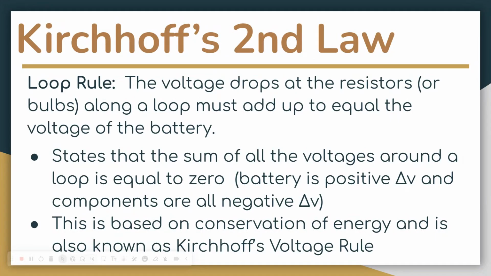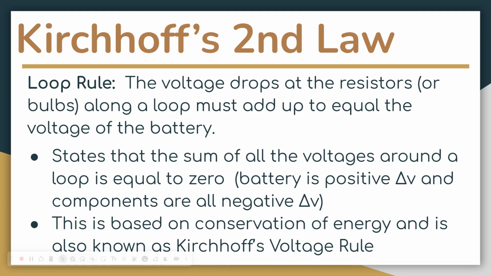Second law. Second law is called the loop rule or the voltage rule, and it's based on conservation of energy. Okay, it states that the voltage drops at the resistors or bulbs along a loop must add up to equal the voltage of the battery. It states that the sum of your voltages around a loop is equal to 0, and that's because the battery is positive and the drops are negative.